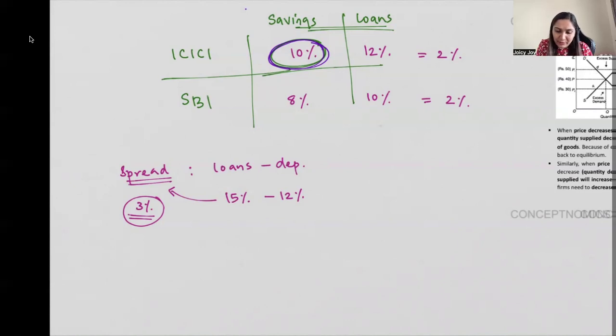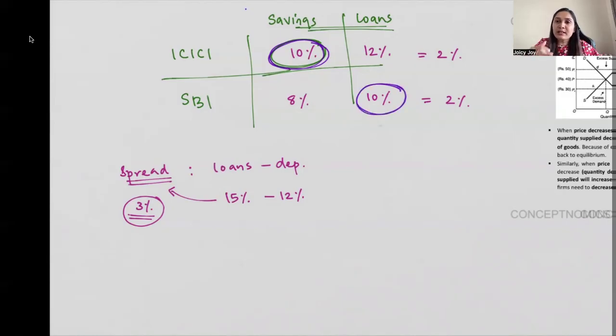But can you also tell me which bank would face more demand for loans, or which bank would incur higher demand for loans? It would be SBI. Why? Because compared to ICICI, SBI charges a lower interest rate.